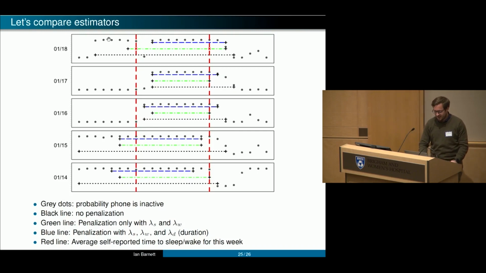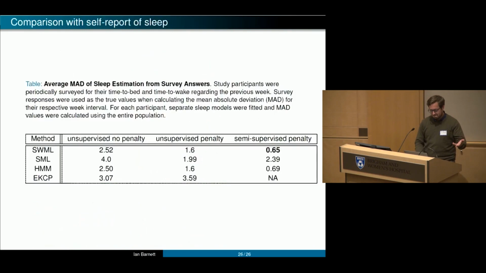So it's saying, you're pretty much sleeping here, you're pretty much sleeping here, pretty much sleeping here, and you're pretty much sleeping this entire duration, right? Whereas once you add in the penalty, we're getting something much more reasonable. This is a similar figure to the ones I showed before. I'm only showing you examples, so let's apply it to the entire data set.